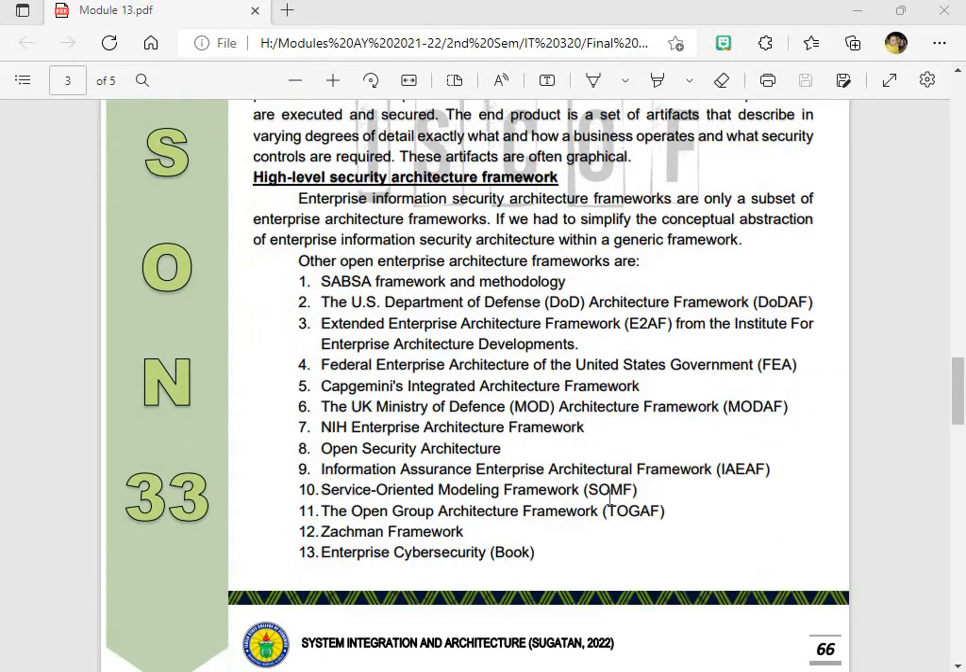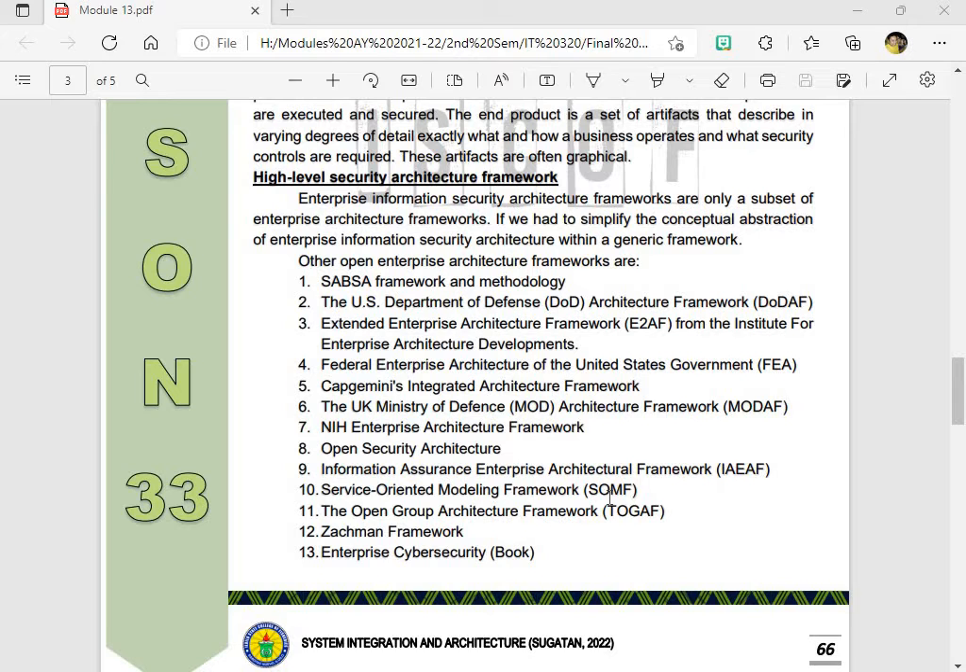Now, the second topic is high-level security architecture framework. These are the standard security architecture frameworks, not only a subset of enterprise architecture framework. Now, if we are going to simplify this concept for abstraction of enterprise information security architecture within a generic framework, these are the examples there.